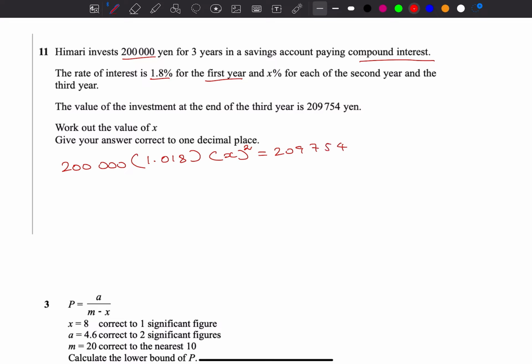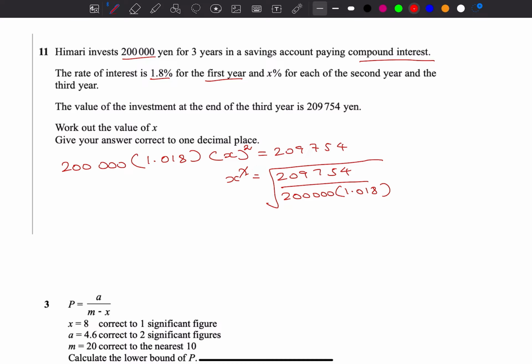209,754. Then what will x squared be? 209,754 divided by 200,000 is 1.018. But then it's a square, so you just put a square root. So you just plug that into a calculator: the square root of 209,754 over 200,000.